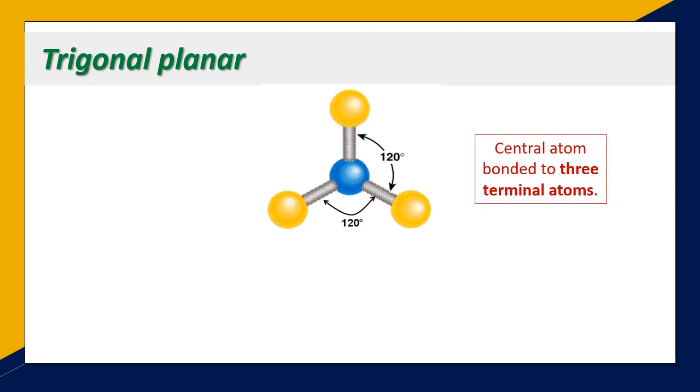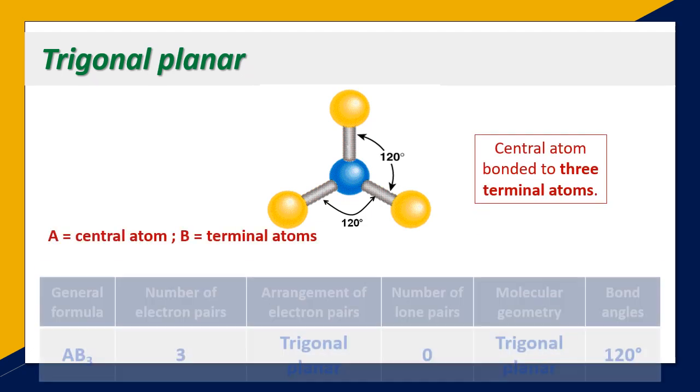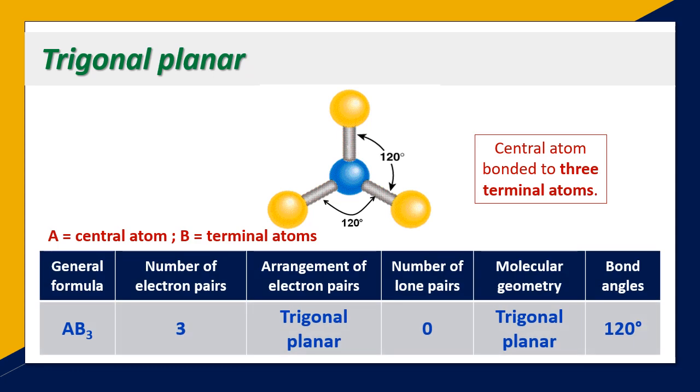For a trigonal planar, the central atom is bonded to 3 terminal atoms. The general formula is AB3, whereas the number of electron pairs is equal to 3. The 3 bond pairs are arranged in trigonal planar. Without the presence of any lone pairs, it obtains the molecular geometry of trigonal planar, with bond angles of 120 degrees.